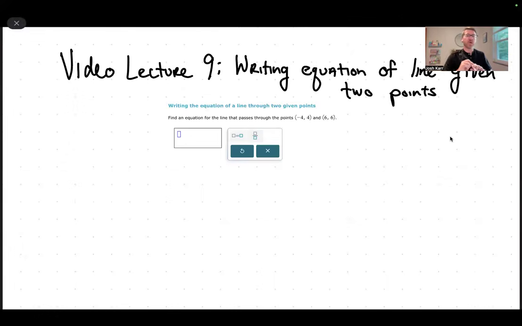All right, welcome back. We are building directly off the last one. So the last one, we're writing equations of a line, and we're being given a slope and a point. Okay, so we saw what that process was like. When you're given a slope and a point, you need to solve for b because that's the missing piece that we need. Then we're able to write the equation.